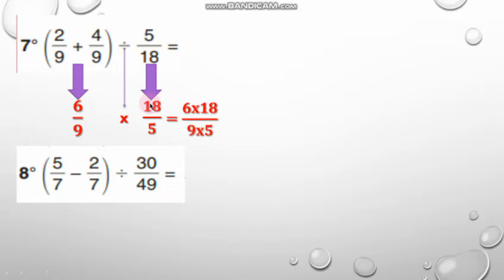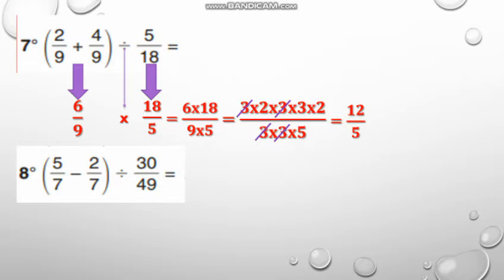So now I multiply the numerators together and the denominators together. So now I decompose the numbers. I can write instead of 6, 3 times 2, instead of 18, 3 times 3 times 2, instead of 9, 3 times 3. Now I can see if I can simplify. I can simplify here by 3 and by 3 also. Now I can write the answer. 2 times 3 times 2 equals 12, and in the denominator I have 5, so 12 over 5 is the answer.